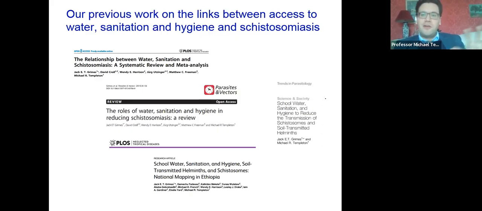Whereas the kids who had to go to collect water several times a day, because they didn't have a piped water supply in their school, had a statistically significant link with schistosomiasis. So that was interesting and, again, pointed us towards maybe wanting to focus on the water side of things in terms of protecting people from schistosomiasis.